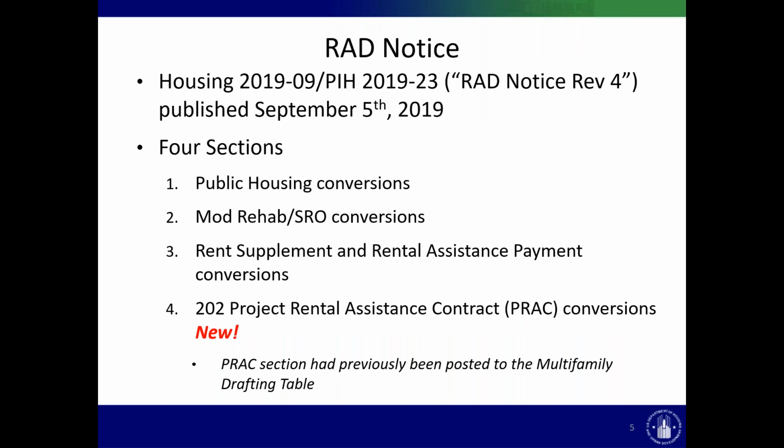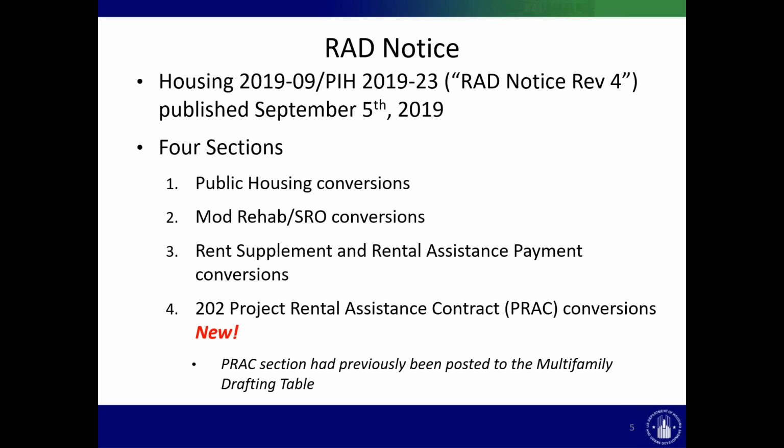We have since implemented the conversion option for 202 PRACs in a joint Housing PIH notice called Housing 2019-09/PIH 2019-23. We call this Rev 4, or the RAD notice, which was published September 5th. There are 4 sections to the notice. The 4th section, of course, is most relevant for the conversion of 202 PRACs, but just for folks' background, Section 1 covers public housing. Section 2 covers the conversion of mod rehab and mod rehab SROs. Section 3 covers the conversion of rent supplement and rental assistance payment contracts, and Section 4 covers 202 PRACs.